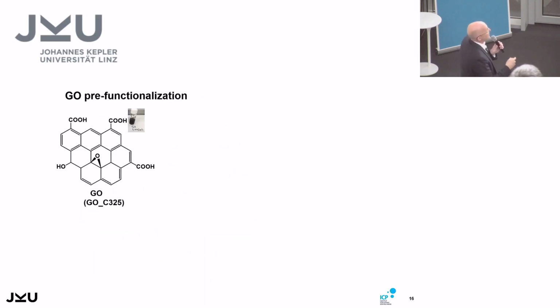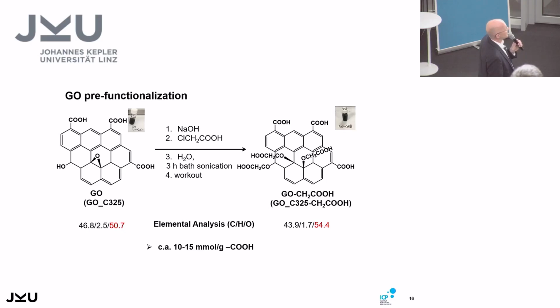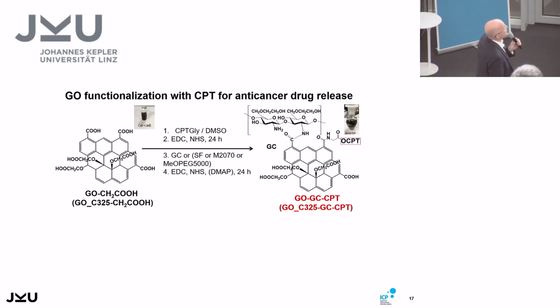Before we added then the polymers and the drugs, which was the actual concept, we pre-functionalized it. For example, these so-called epoxy groups were chemically treated to open them up, these triangular structures, obtaining more anchor groups for polymers and drugs. And then again, seeing that the oxygen content was even increased.